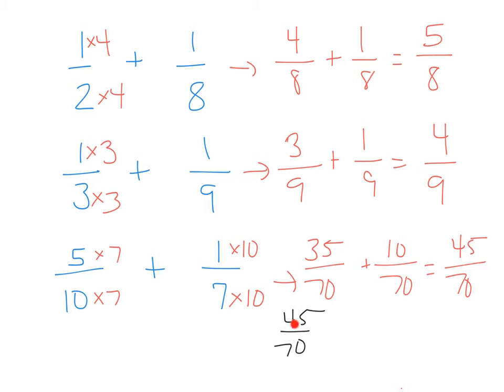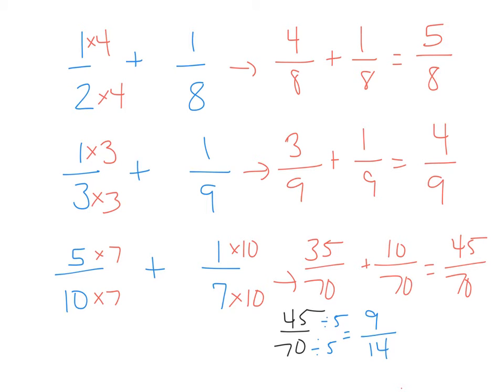In this case, 5 is not an even number, so it's not divisible by 2. But I see that they both end with a 5 and a 0, which gives me the clue that I can divide both of these numbers by 5. So I have 9, and then 70 divided by 5 is 14.